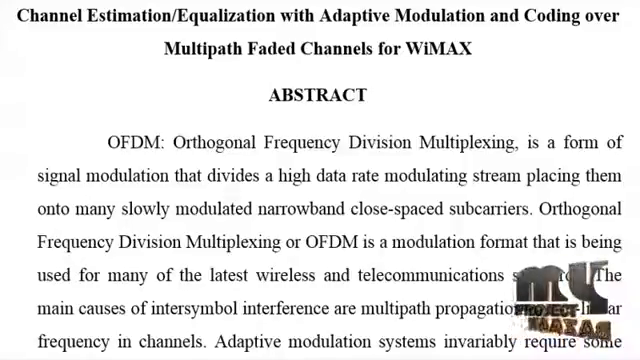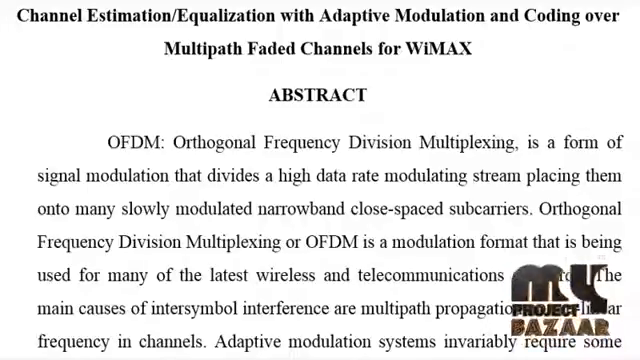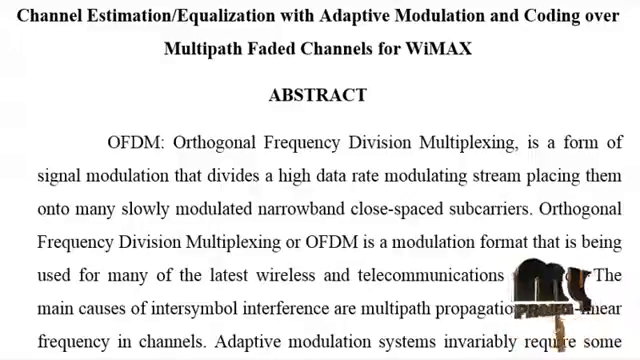OFDM, orthogonal frequency division multiplexing, is a form of signal modulation that divides a high data rate modulating stream, placing them onto many slowly modulated narrowband close-spaced subcarriers. OFDM is a modulation format being used for many of the latest wireless and telecommunication standards. The main causes of intersymbol interference are multipath propagation or nonlinear frequency response in channels. Adaptive modulation systems invariably require some channel state information at the transmitter.